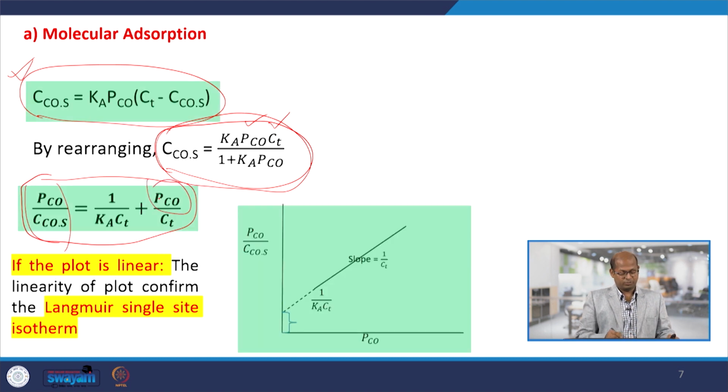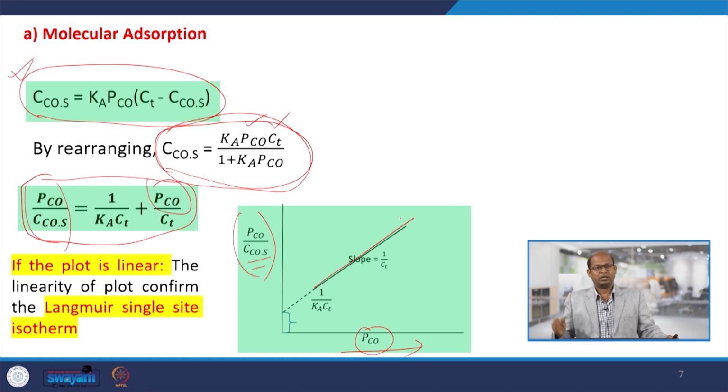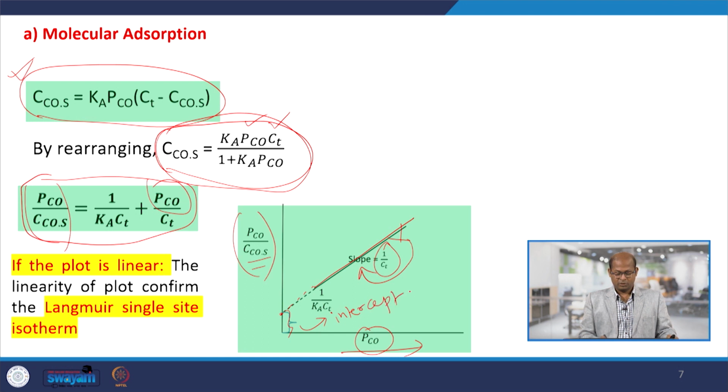This and this we can plot: the partial pressure of CO, and the adsorbed concentration of CO against the partial pressure of CO. If we plot, the lines will come like this, linear lines. From these lines, if we want to get the slope, some value will come, and that is equivalent to 1 by C_T. Okay. 1 by C_T equals the slope, and if we extend this line up to here, whatever that gap is, that is the intercept. So, the intercept equals 1 by K_S C_T. So, from the intercept and slope we can find the reaction rate constant and the C_T value if we do this way.